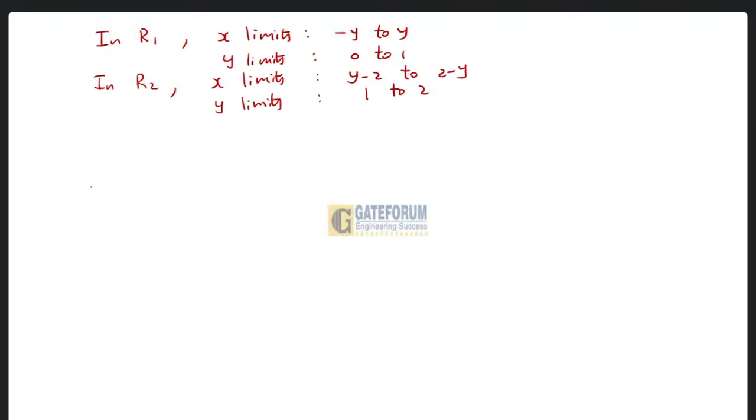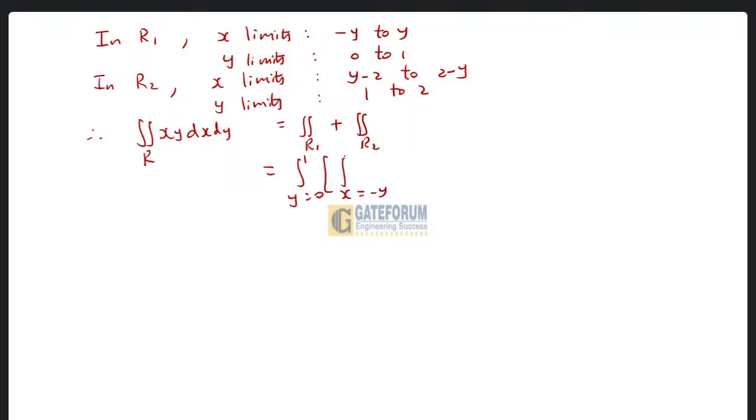Okay. So therefore, the double integral over R of xy dx dy is equal to the double integral over R1 plus the double integral over R2. So in R1, the constant limits are y equal to 0 to 1, keep that outside, the x limits are minus y to y, first integrating with respect to x by keeping y constant. Okay.